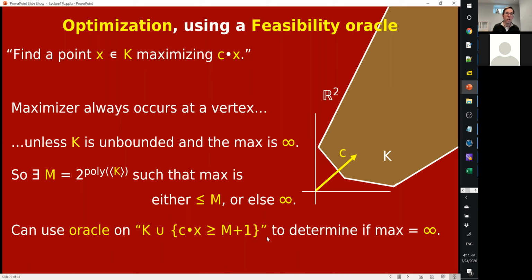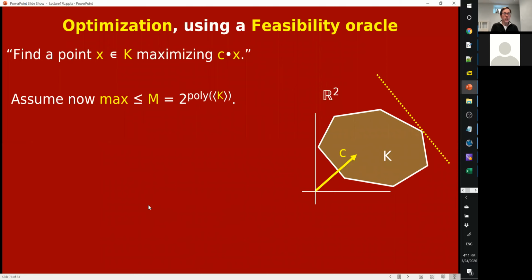If the oracle on this new set, K intersected with c dot x at least M plus 1, comes back and says infeasible, then great, the solution is going to be finite, and in particular, it's going to be at most capital M. Now we can get started, as mentioned, with binary search to try to find this maximum value. So let's now assume we're in the case where the maximum is at most some M, which can be written down with polynomially many bits.